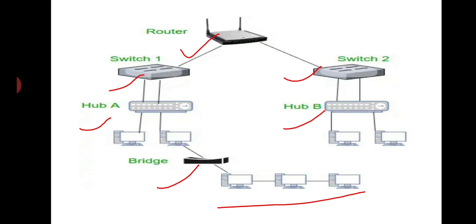Two switches are connected with the router and two hubs are connected to the switch, and the switch is connected to the bridge, and the bridge is connected to the computer system or dedicated nodes.